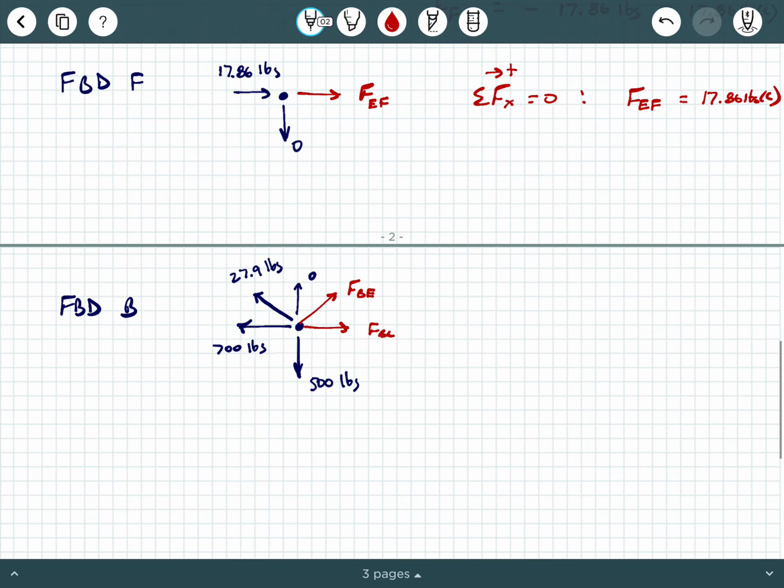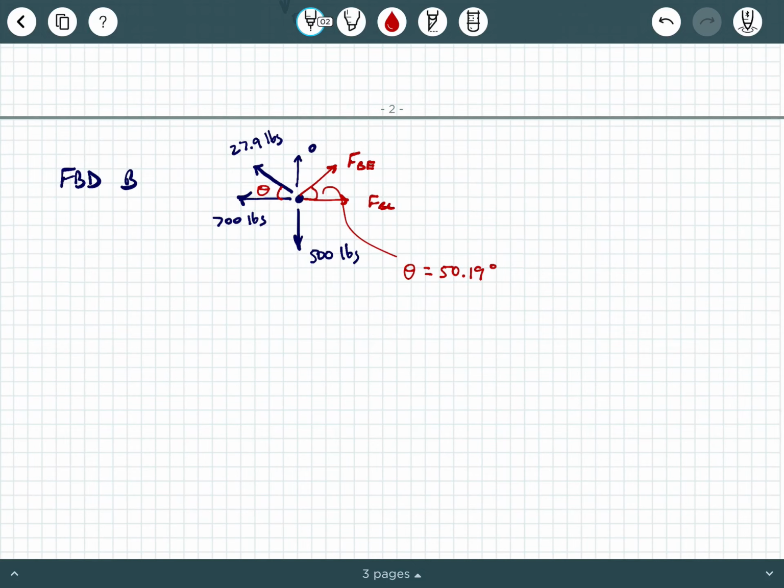FBE and FBC. Now, what is this angle here? Well, it turns out this angle is the same angle theta of 50.19 degrees. And again, this is also theta right here. So you can perform an arctangent calculation to verify that, but it is the same angle. So let's go ahead and do these calculations. Now, again, there's a lot more going on here, so we just got to be careful.